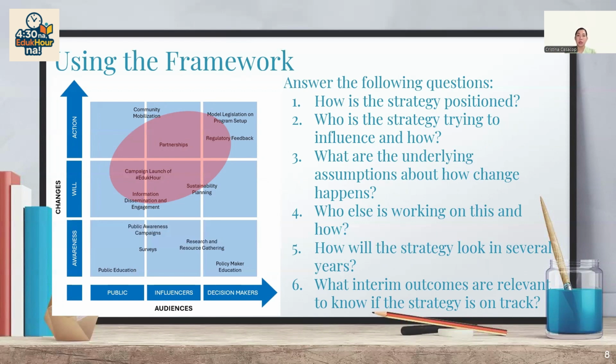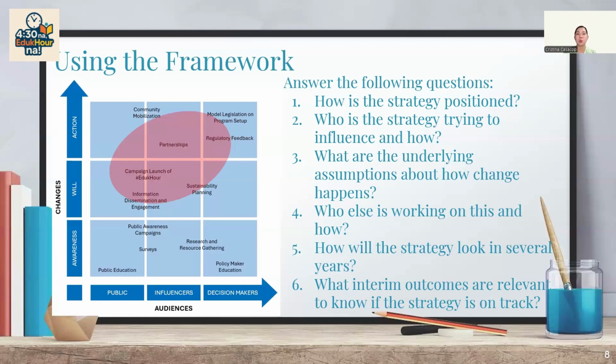Next, what are the underlying assumptions about how change happens? So this is about identifying the underlying assumptions and beliefs about how the ACSM process will unfold to achieve the goals. And assumptions can be based on social science theories, values, and processes.